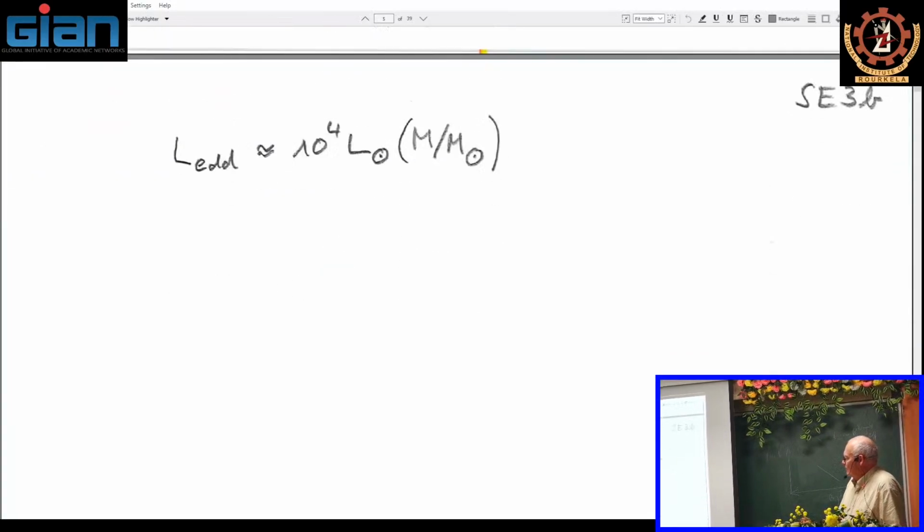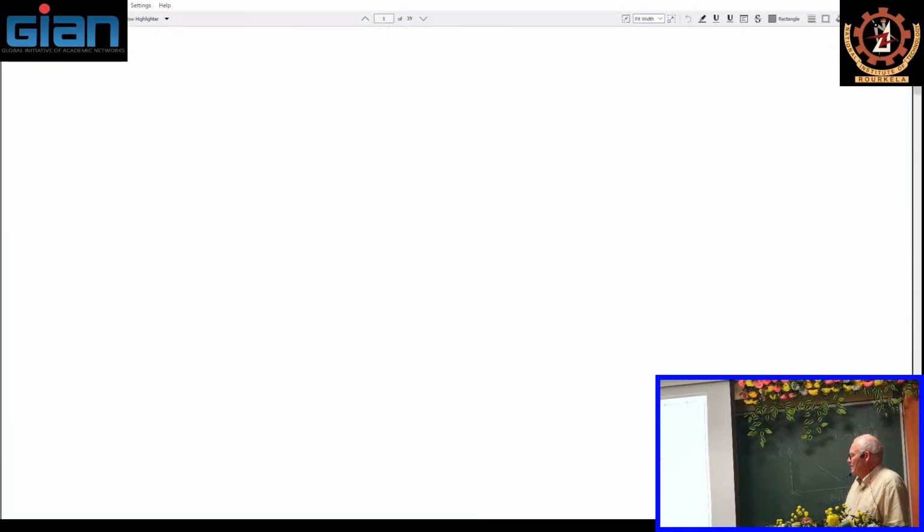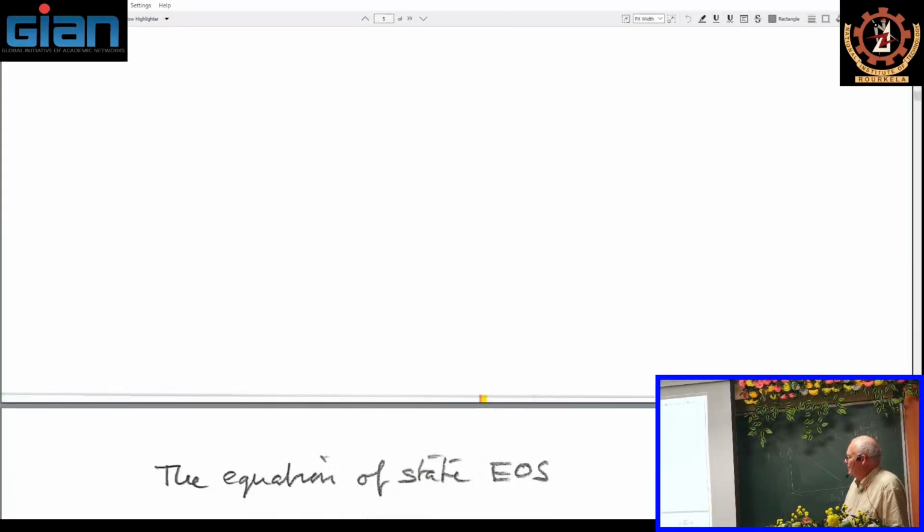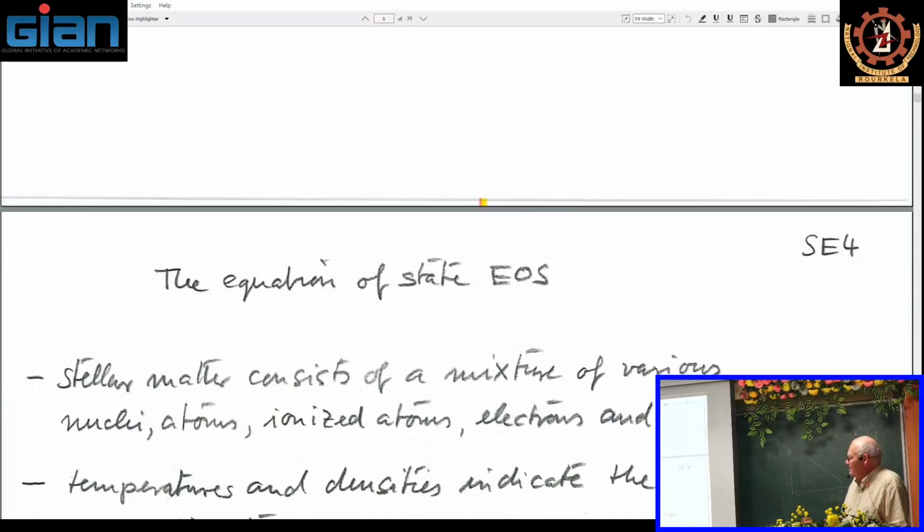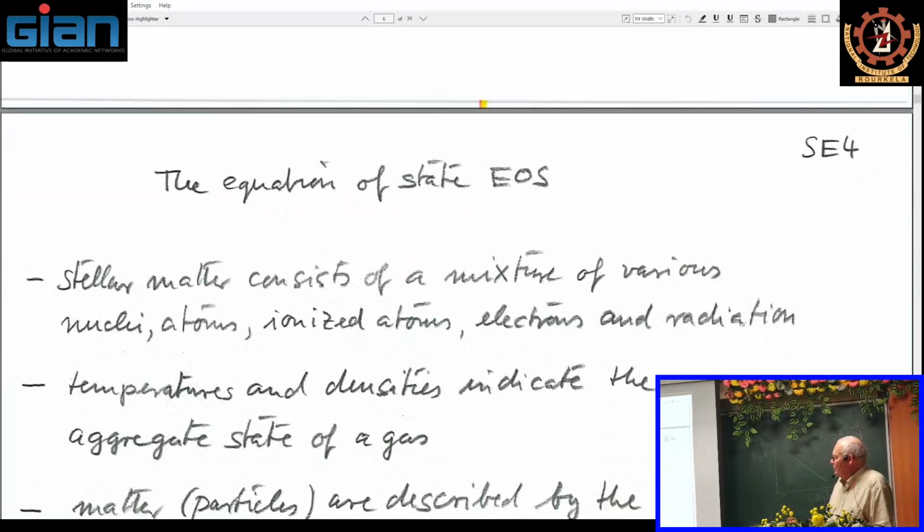Okay, that's what I wanted to say about the stellar parameters. Well, the next issue would be the equation of state. This is an important issue to close the system of our equations.